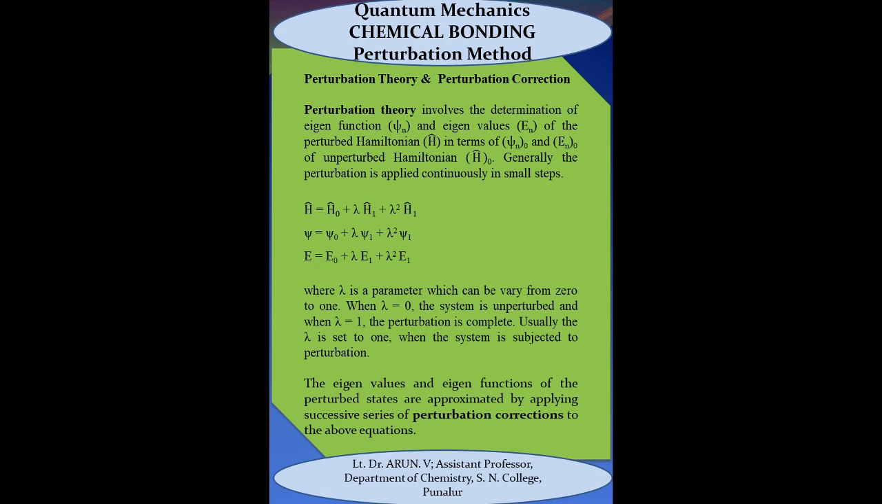Here lambda is a parameter which can vary from 0 to 1. When lambda is equal to 0, the system is unperturbed. When lambda is equal to 1, the perturbation is complete. Usually the value of lambda is set to 1 where the system is subjected to perturbation.